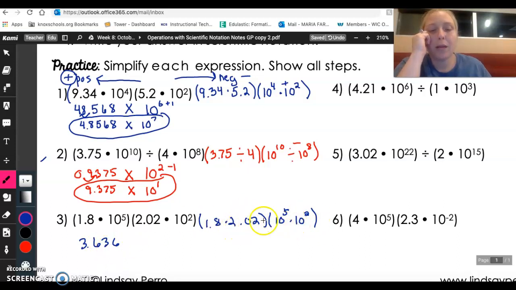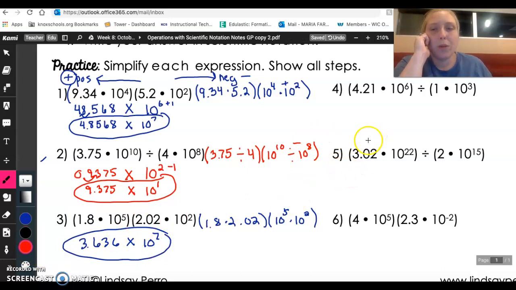Since we're multiplying the two numbers in scientific notation, we've got to use our product rule to be able to take care of these powers. It says if you're multiplying two powers and they have the same base, you're going to keep the base and we're going to add those exponents. 5 plus 2 is 7. This number, because it already has a number between 1 and 10 in front, is already in scientific notation.